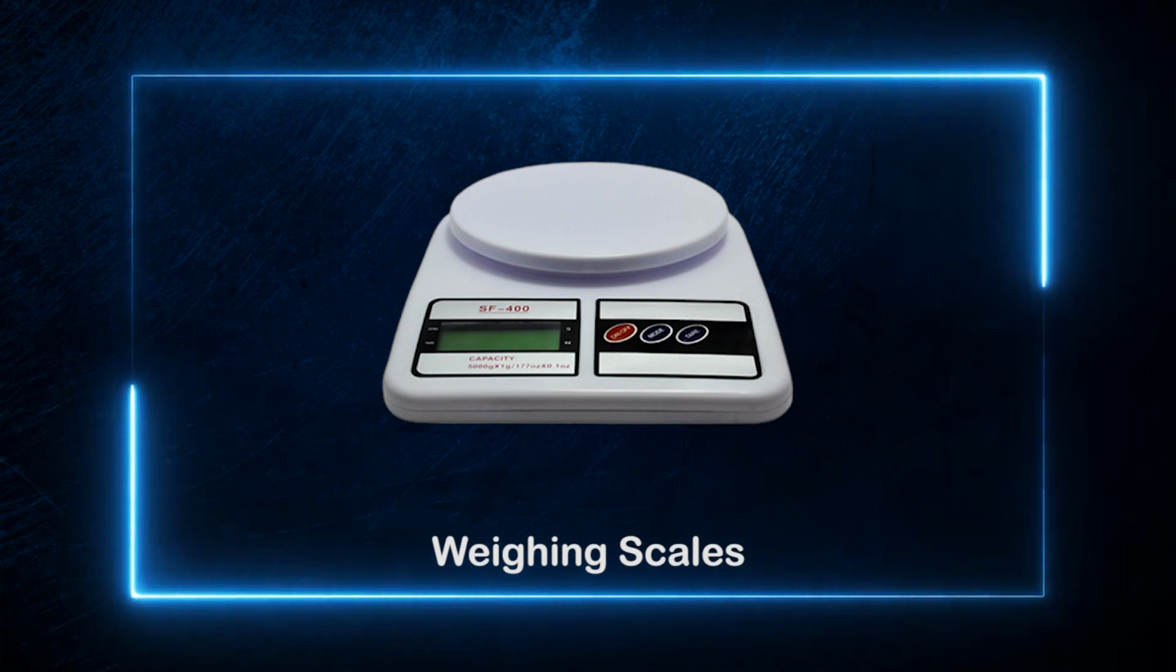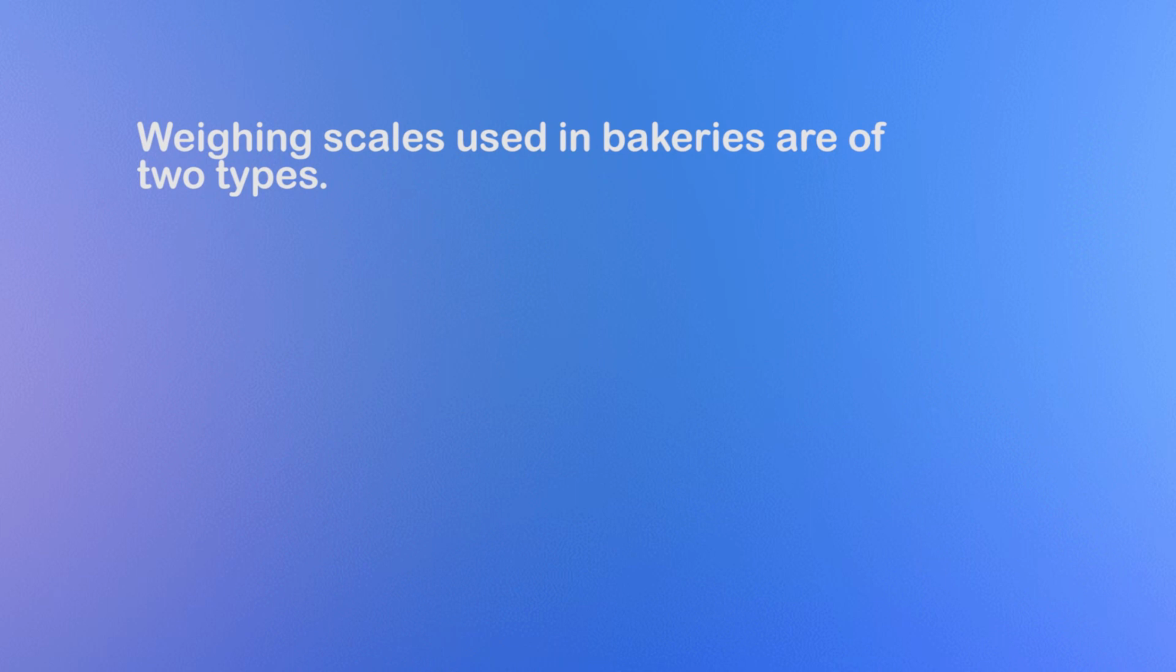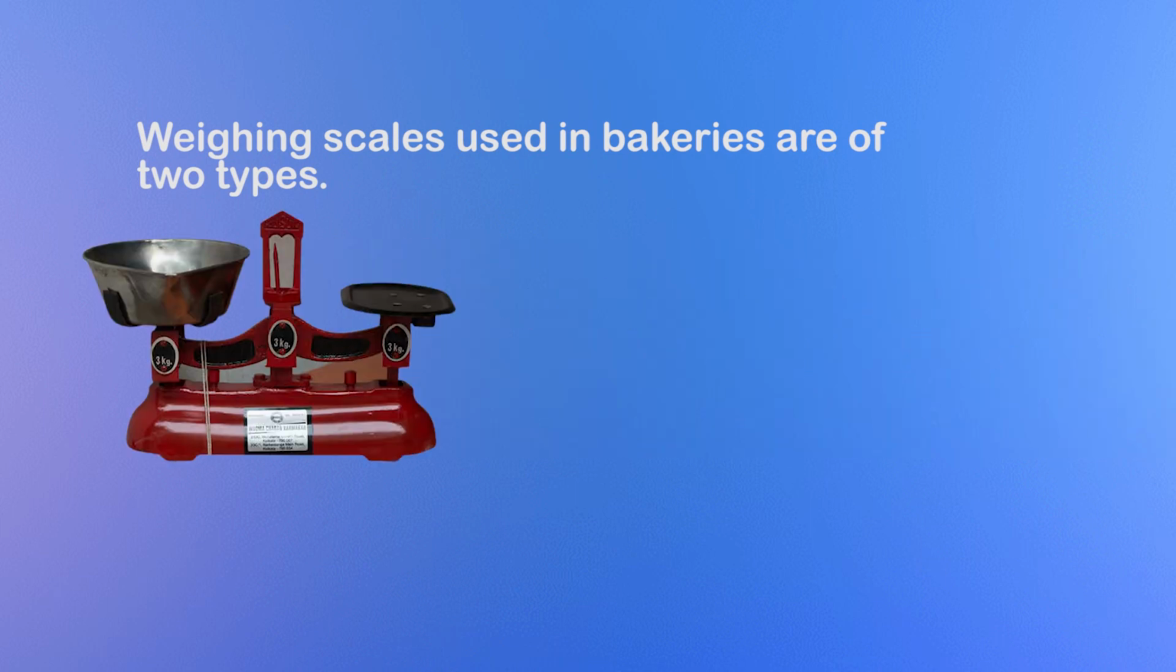Weighing scales. Weighing scales are essential for weighing ingredients and maintaining consistency in baked products for each batch. Weighing scales used in bakeries are of two types, manual type and electronic type. Electronic scales are more versatile and accurate for a bakery setup because even small quantities of ingredients can also be measured on them.